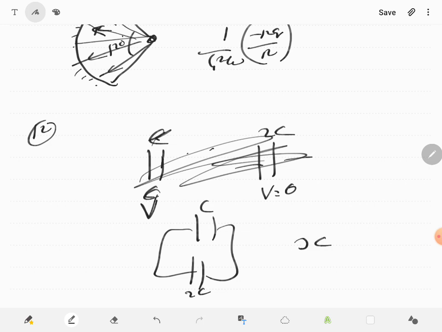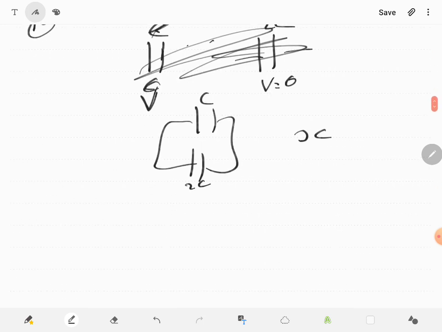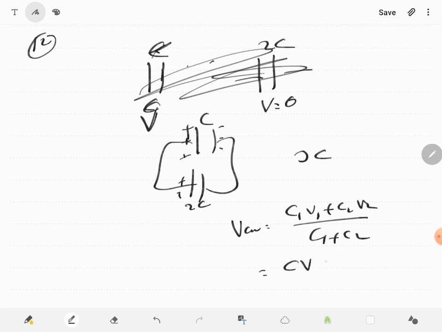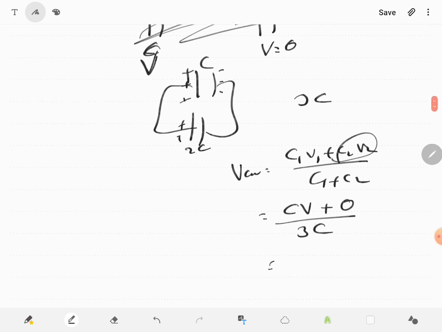So the equivalent capacitance is 3C, and the common potential V common is C1 V1 plus C2 V2 by C1 plus C2, provided the polarities are the same. So let's assume it like that. C1 V1 is the initial charge. They already told you that C and V are the values, and V2 is 0, so this term becomes 0. C1 plus C2 is 3C, so C and C get cancelled, and you get V by 3 as the common potential.